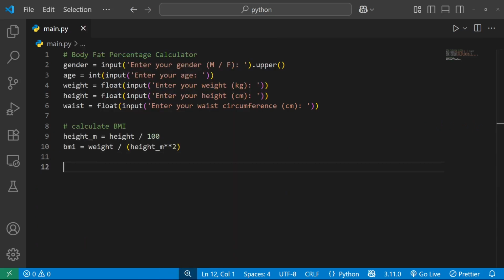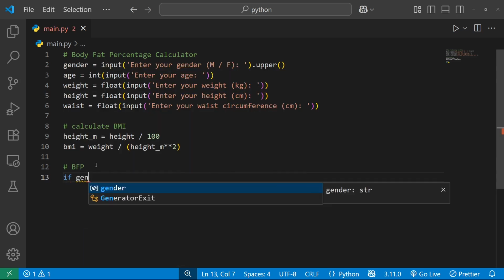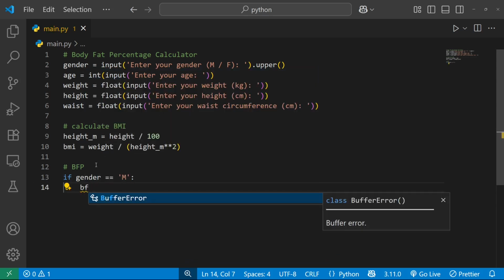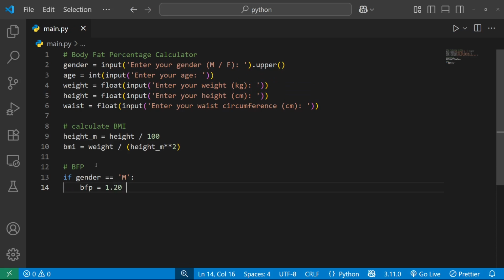And now we need to calculate what we call BFP, body fat percentage, and it's different according to gender. If gender is equal to M, so it means it's male, BFP would be like this: 1.20 multiplied by BMI plus 0.23 multiplied by H minus 16.2. You need to know how to calculate it, right? It's impossible to remember it.